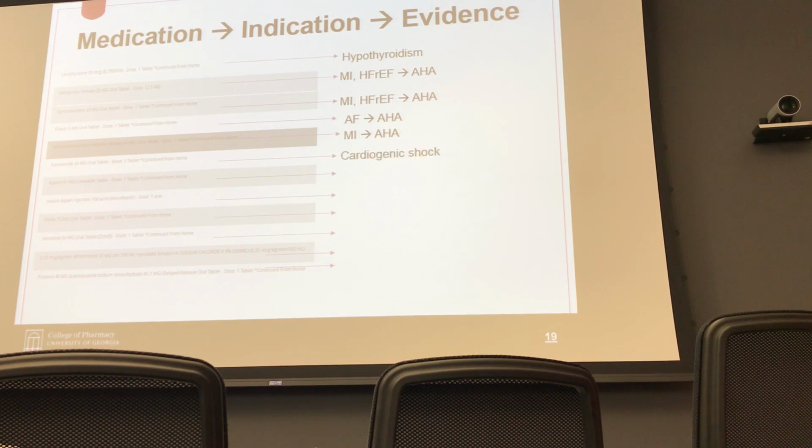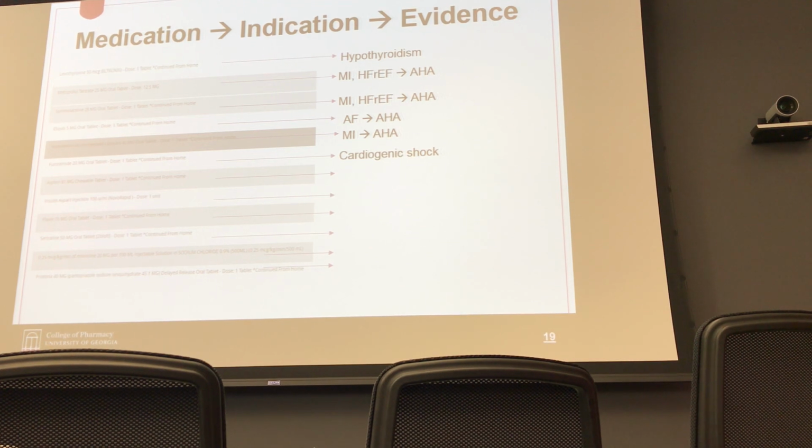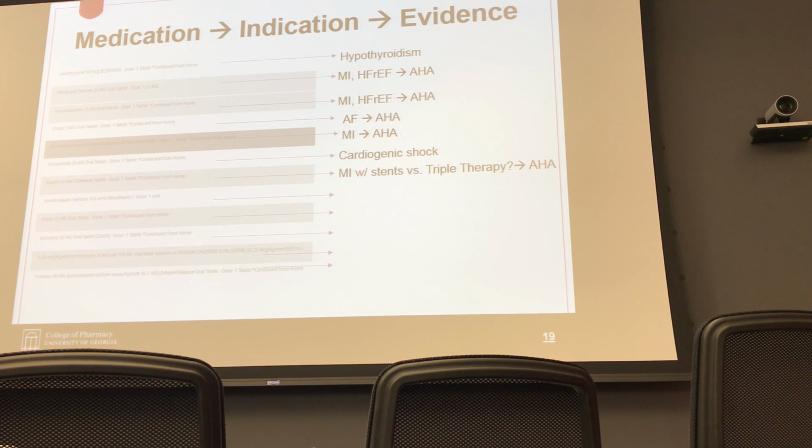Heart failure? Yep, heart failure, cardiogenic shock, something along those lines. Happy with that. What's the aspirin for? Stents, yes. MI with stents versus triple therapy, one of those options. What's the insulin for? We don't really know.